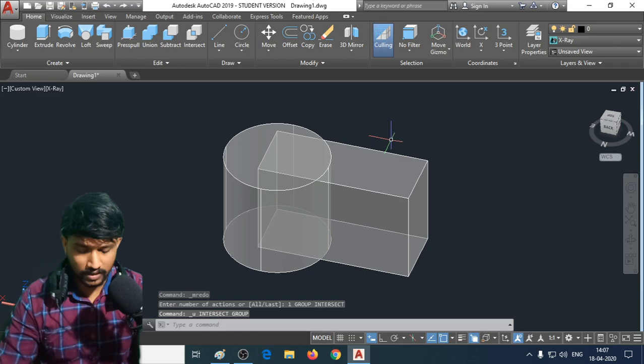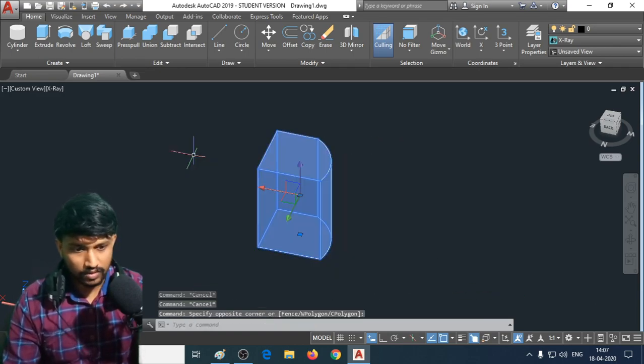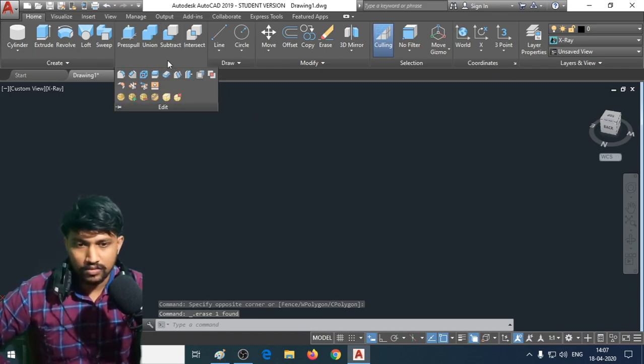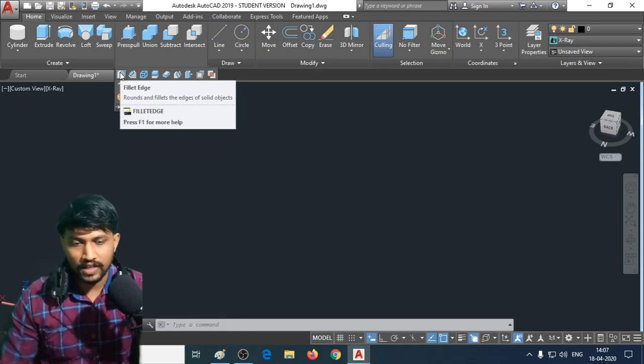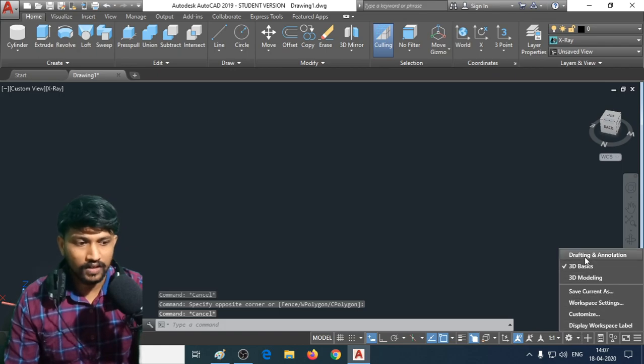I hope you guys have understood these three. So I'm going to move to the next tool, that is fillet edge. You have seen this two-dimensional fillet here.